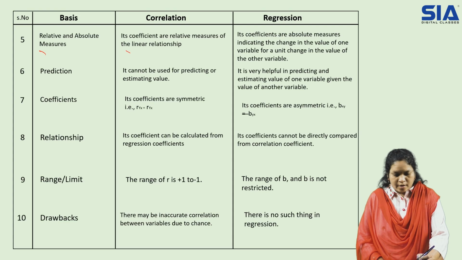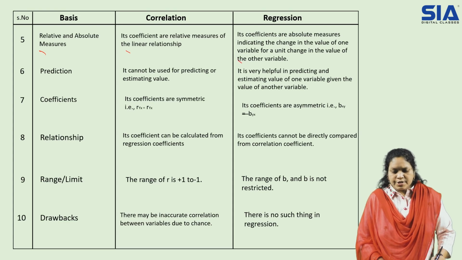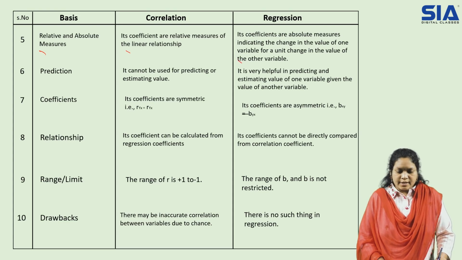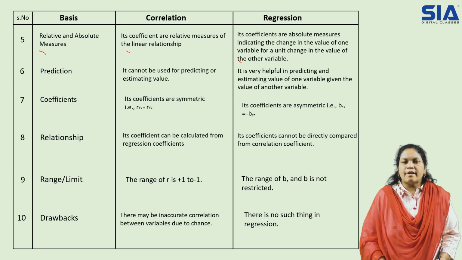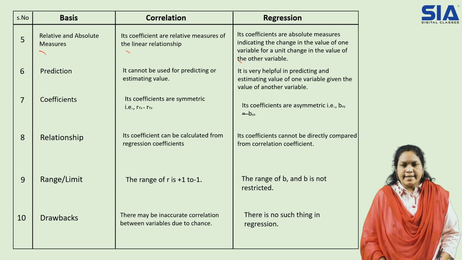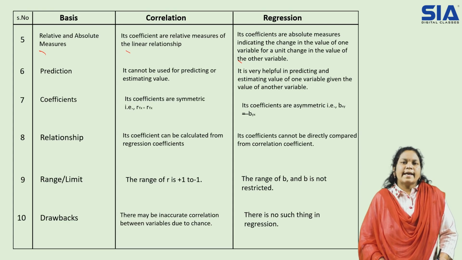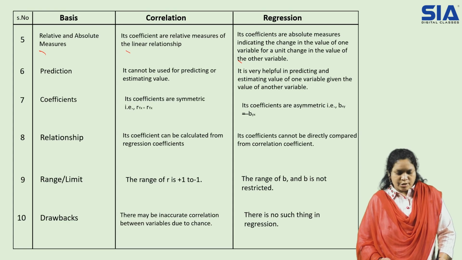Now let us go for regression. Its coefficients are absolute measures, indicating the change in the value of one variable for a unit change in the value of the other variable. These regression coefficients are absolute measures, in the sense that you will be getting proper values here. So that is your regression point.